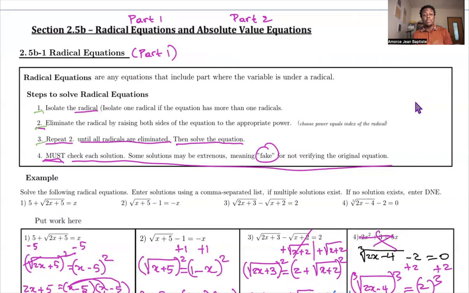Third, repeat the process in step 2 until we don't have radicals in the equation anymore, and then solve for the variable. Then you must check, because you may have a solution that you find from solving the equation, but when you verify it back in the equation, it doesn't check. And if it doesn't check, this solution is called an extraneous solution, needs to be rejected, and will not be part of your solution set.